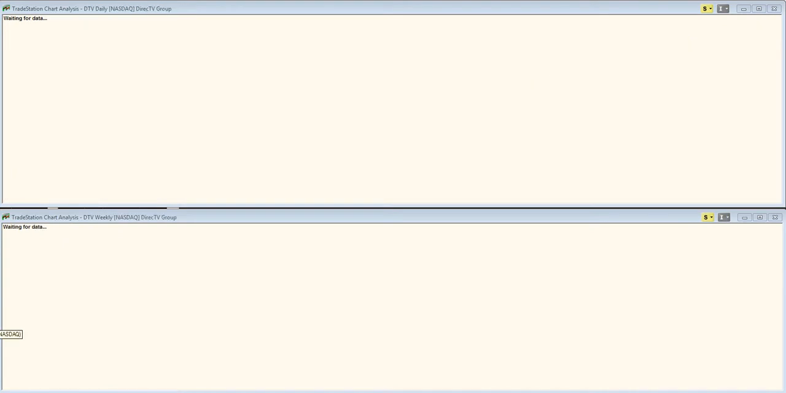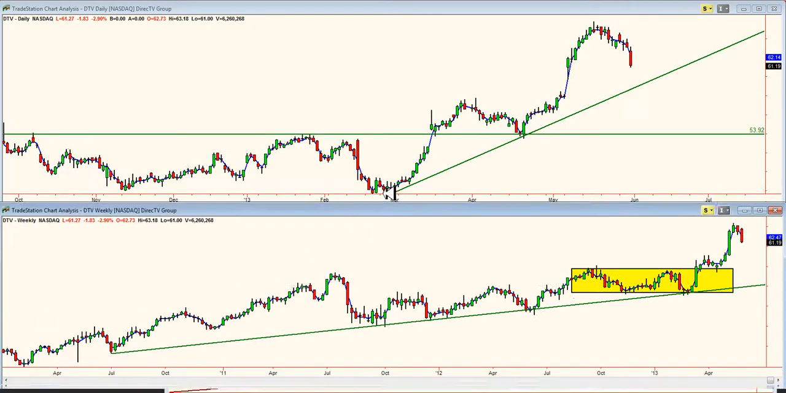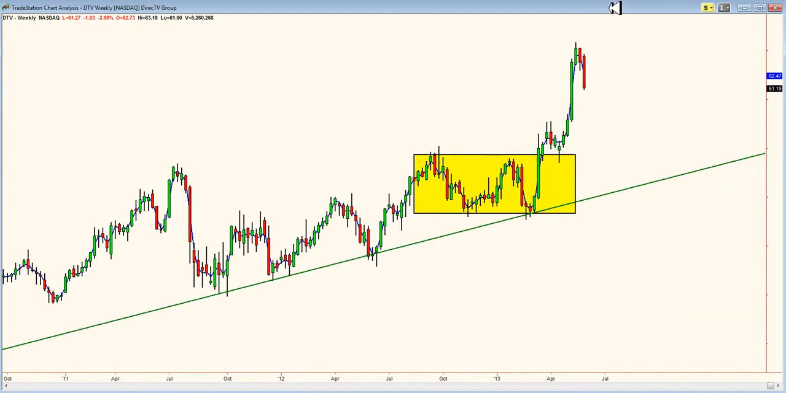DTV. Take a look at DTV on the weekly chart. Nice box here. Draw our lines.